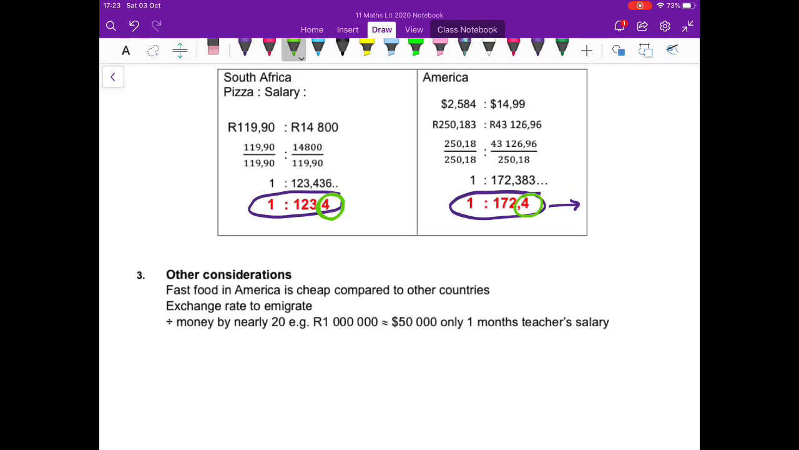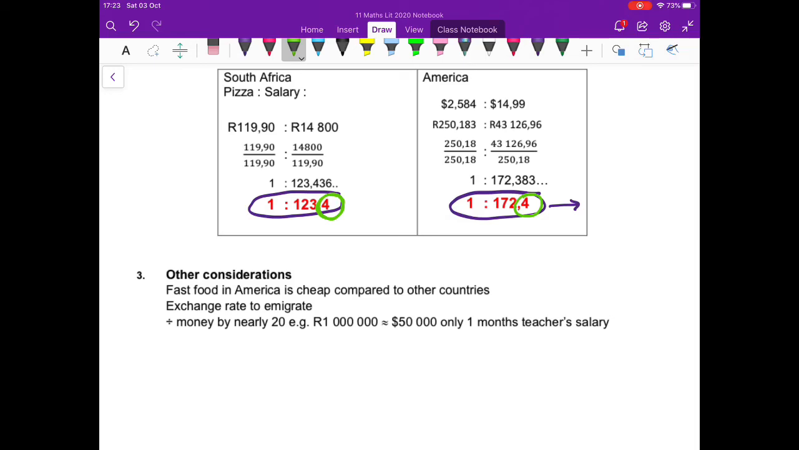But now, there are other considerations. You must remember, in America, fast food is extremely cheap compared to other countries. And that's probably why they have such a problem with obesity, because it's cheaper to buy fast foods or takeouts than it is to cook.